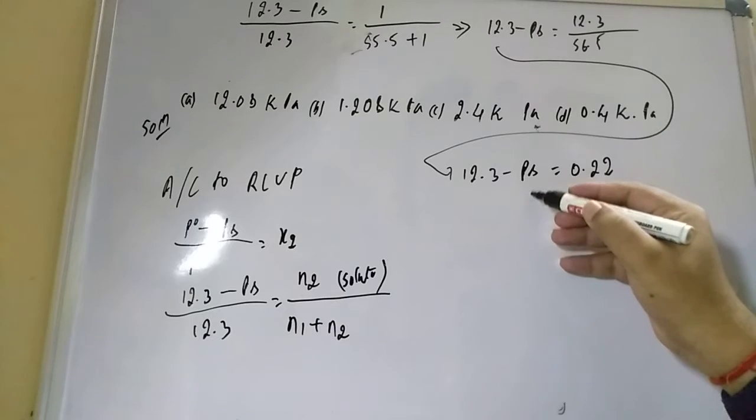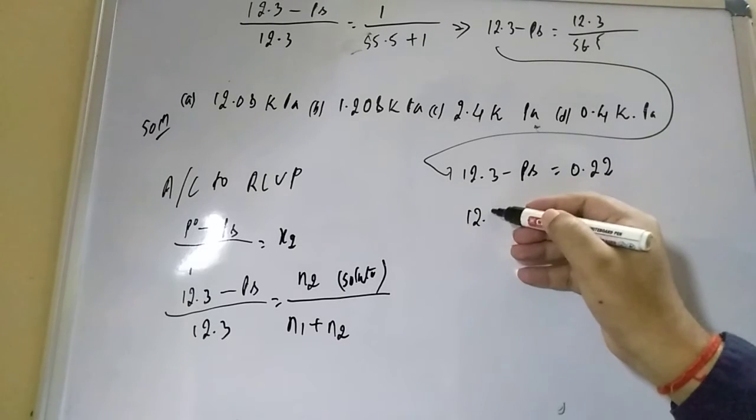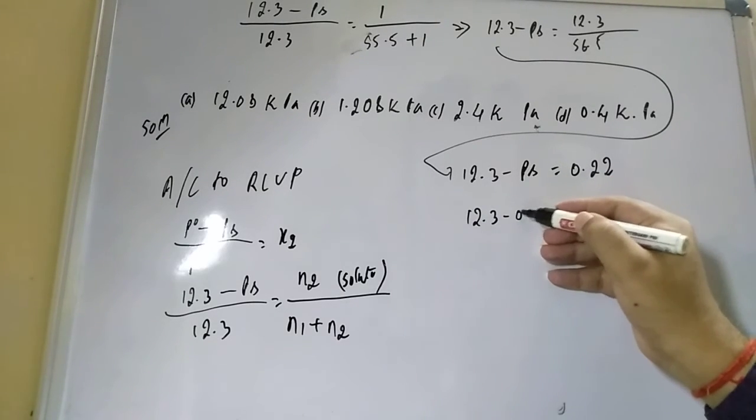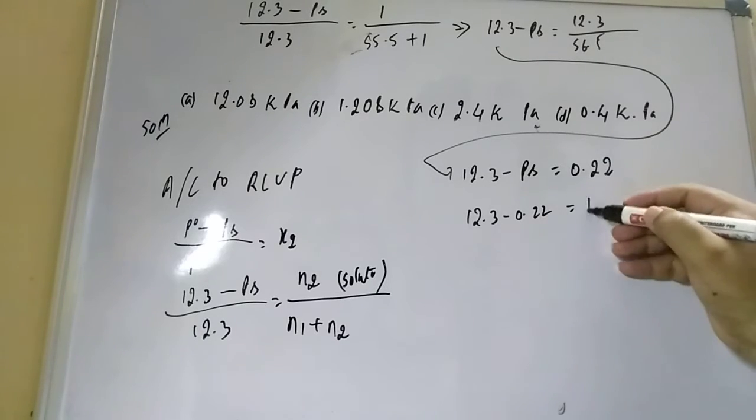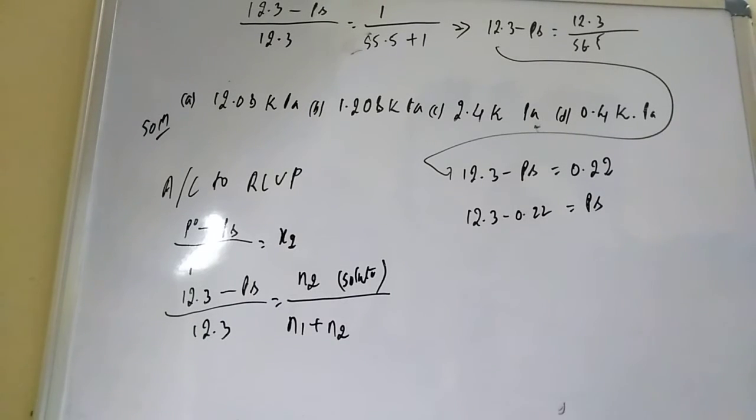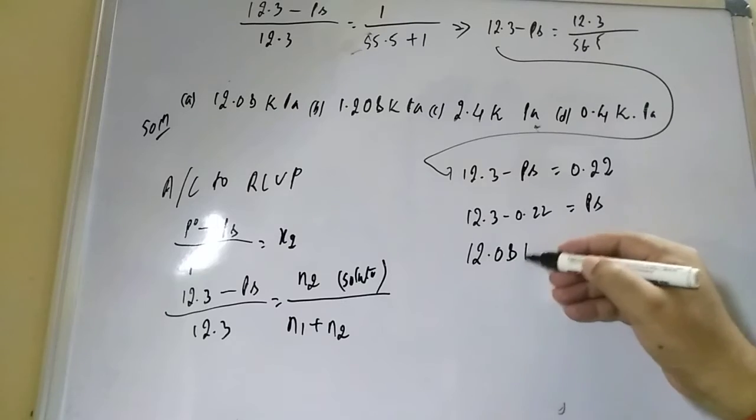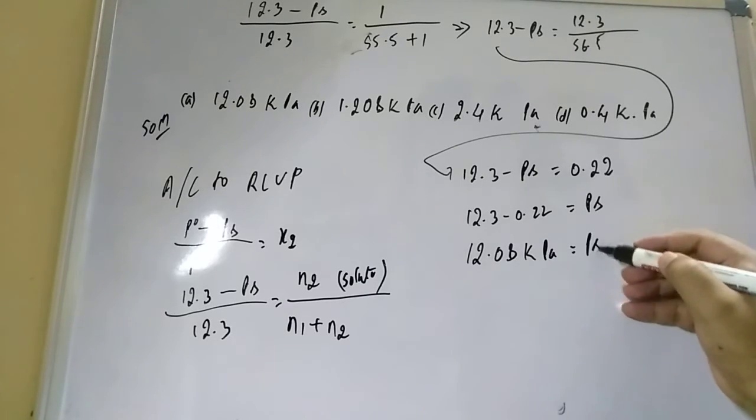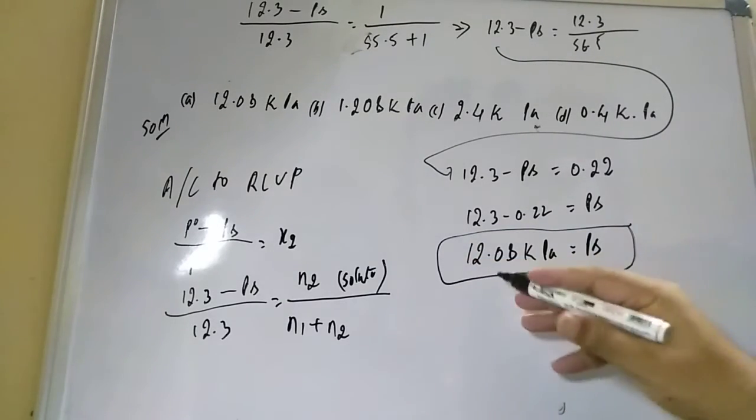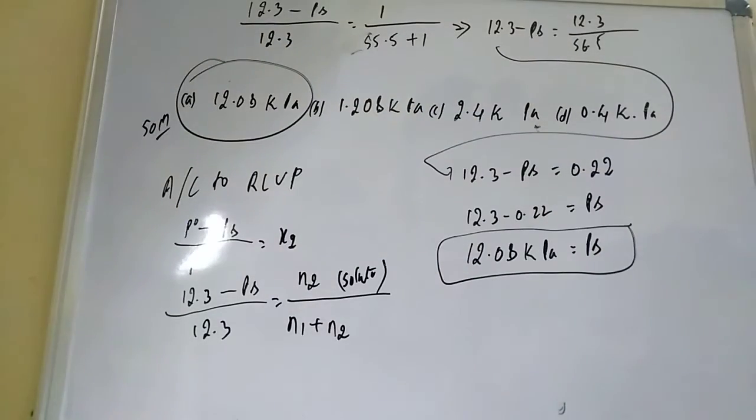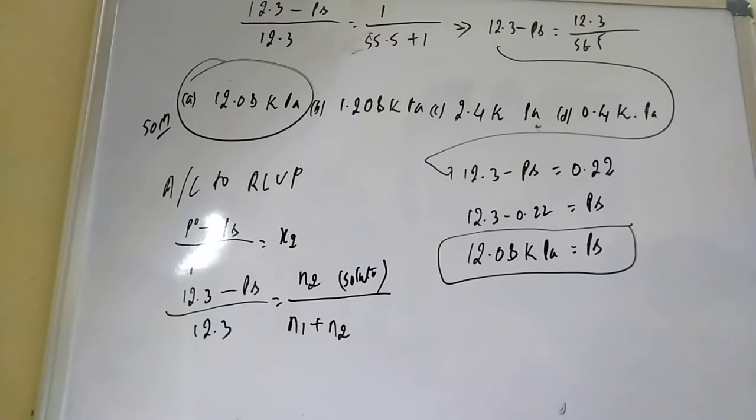So if you want to calculate Ps, it is 12.3 minus 0.22. How much is coming, student? 12.08. It is coming 12.08 kPa for Ps. So Ps of the solution is 12.08, so option A is matching. This is the correct answer. I hope this will be helpful, student. Thank you so much for watching, friends.